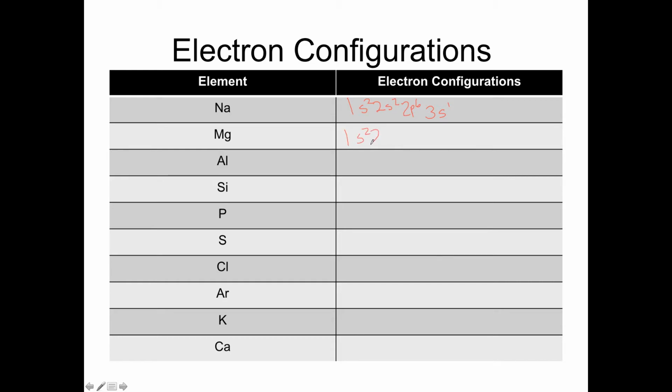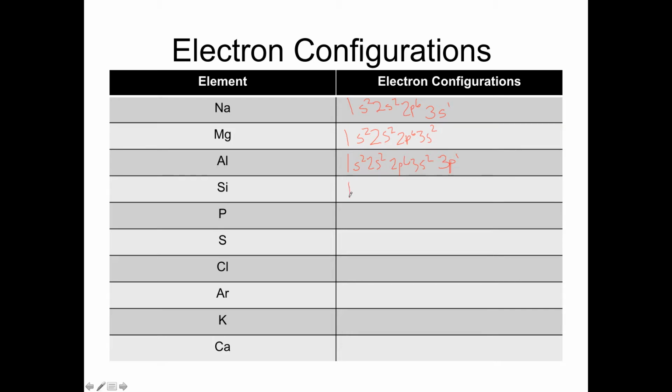1s2 for magnesium, 2s2, 2p6, 3s2. See if we can go a little faster. Let's try aluminum. 1s2, 2s2, 2p6, 3s2. I'm going through all the ones I went through. Now I have to jump over. I'm going to go to the 3p section. It's the first one in that column, 3p1.